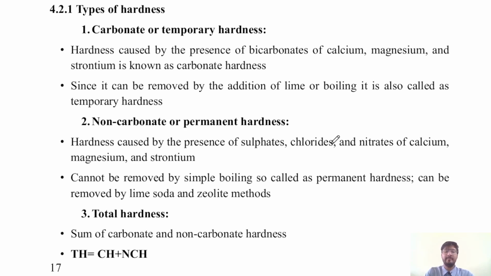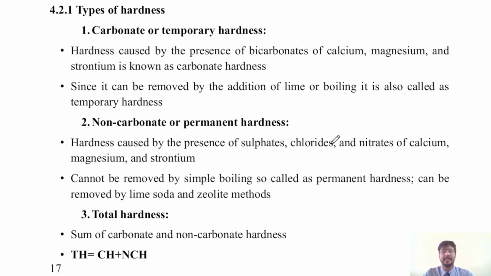Now let's break down hardness into three types. One is carbonate or temporary hardness. Second one is non-carbonate or permanent hardness. And third one is total hardness.